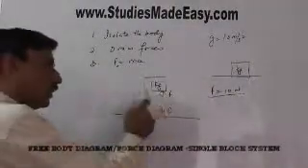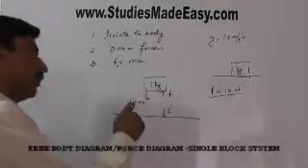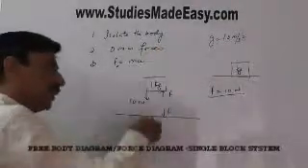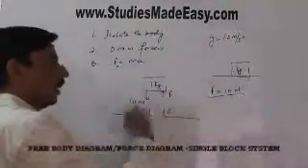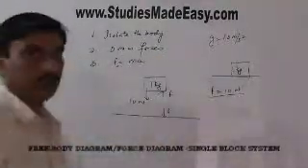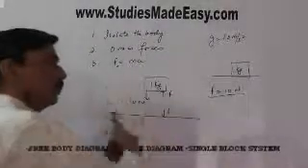If F is greater than 10 Newton, then this block should have been accelerating up. And if 10 Newton is greater than F, then this should have been accelerating down. This block is neither accelerating up nor accelerating down, so that's why F is equal to 10 Newton. Please do not make a mistake of that, because this is not going up.